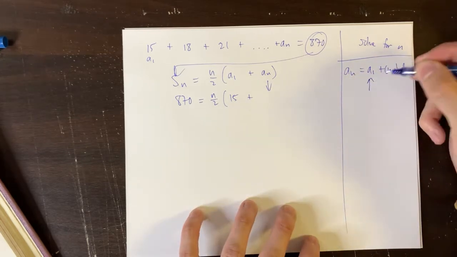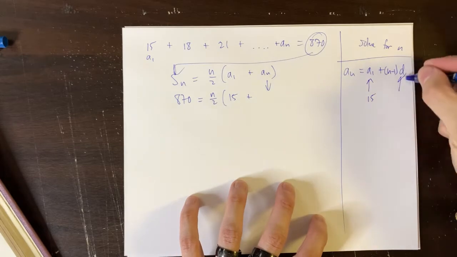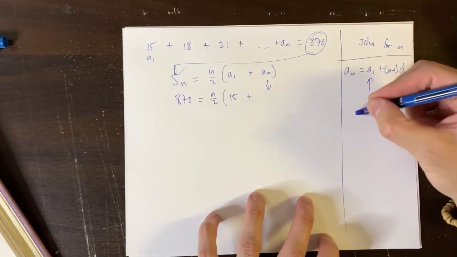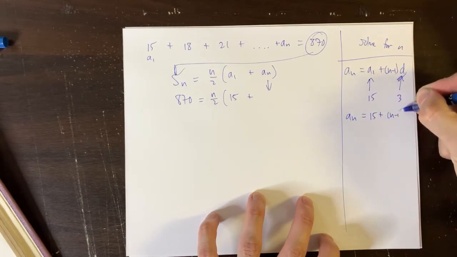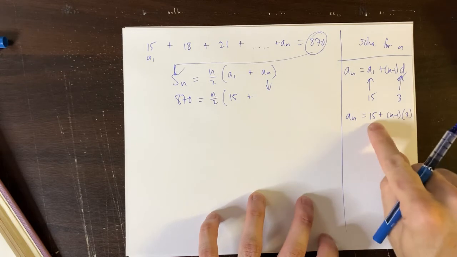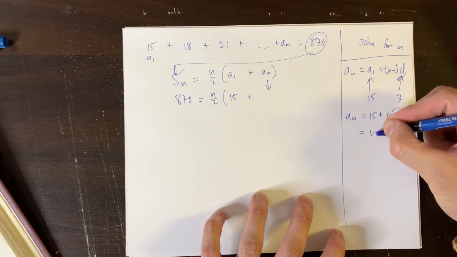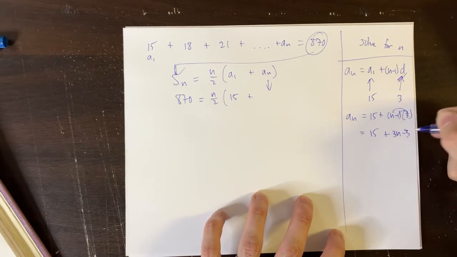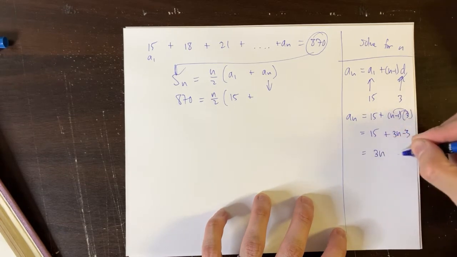So we know what the first term is, 15. We know what the common difference is. We're getting bigger by 3 every time. So our sequence would say this right here. And the first term is 15. The common difference is 3. Why don't we actually clean this up a little bit here? So 15 plus 3n minus 3, and then 15 minus 3. So we have 3n plus 12.